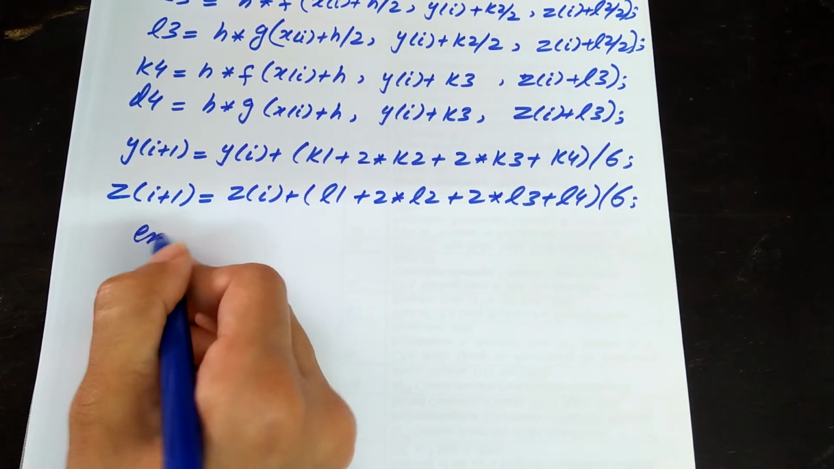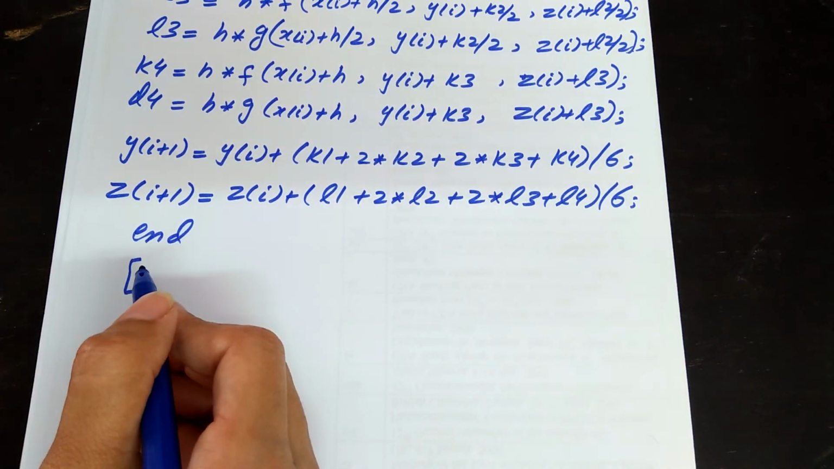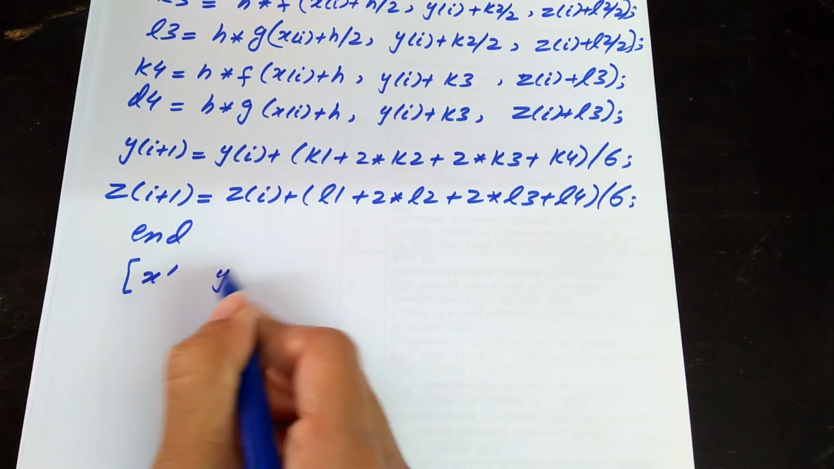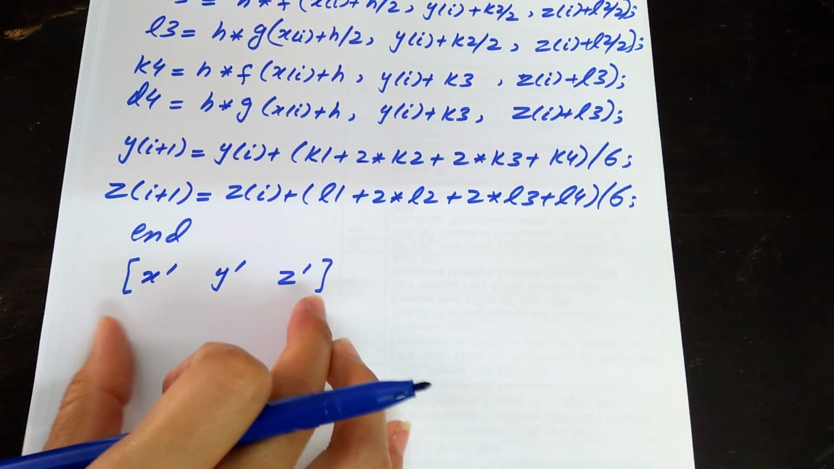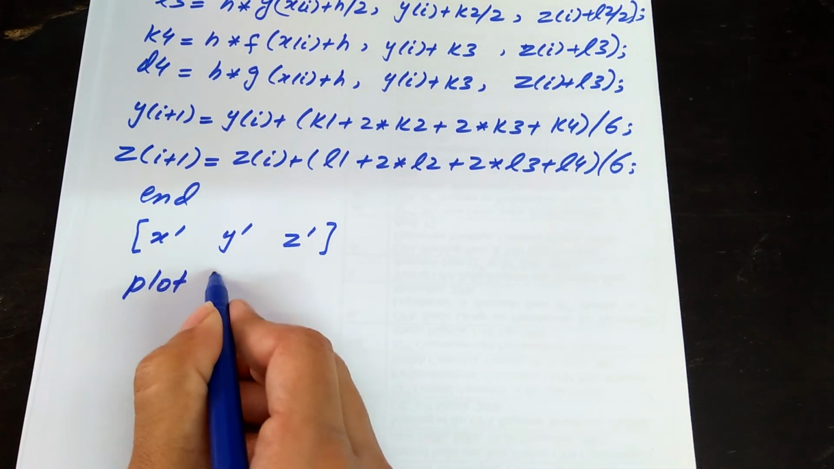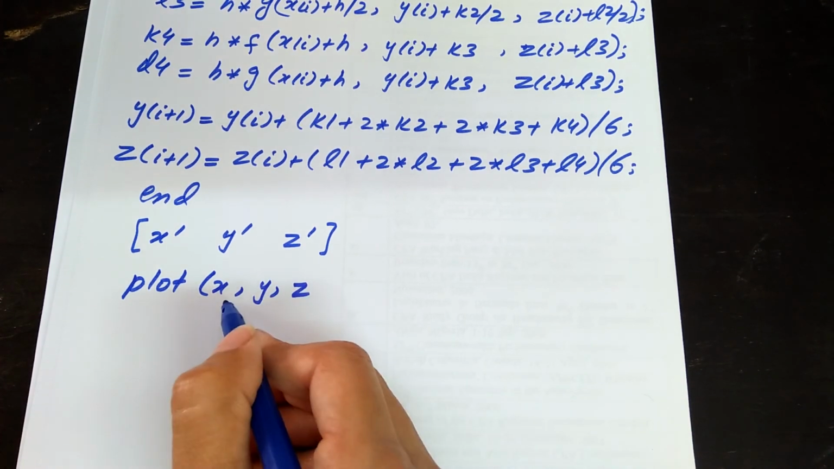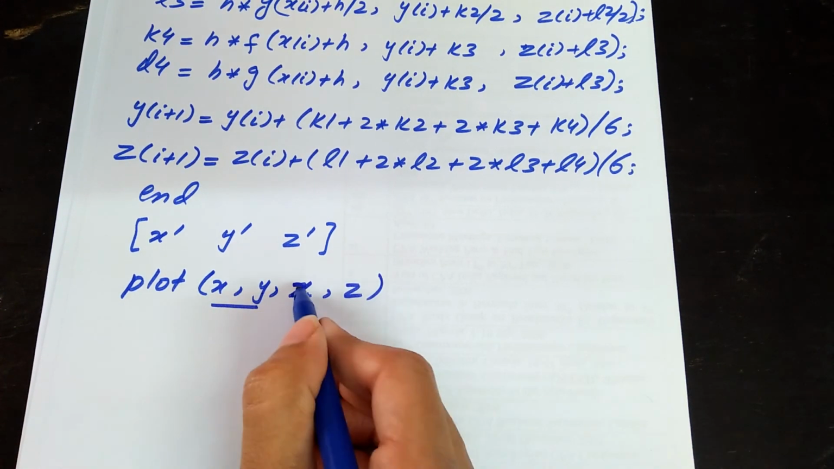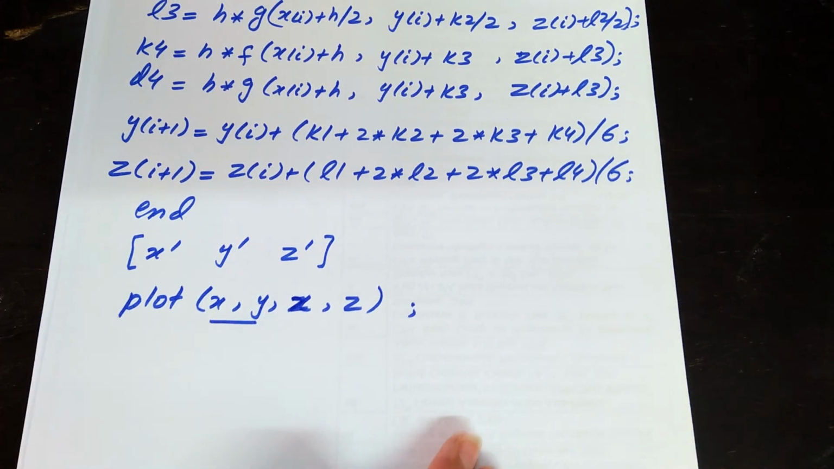Now end. Now I want the table for the values. The table that I showed you at the start, I need this table. So I will write here x prime, y prime, z prime, like this. So this will give me the table of the values. And then if I want the graph as well, so plot x comma y, and then x comma z. The graph for xy and the graph for xz, semicolon. And then run your code, you will get the required values.